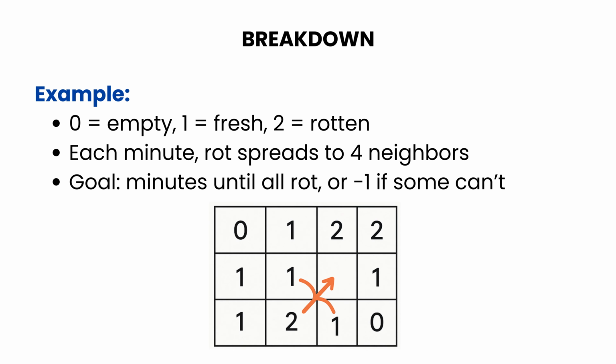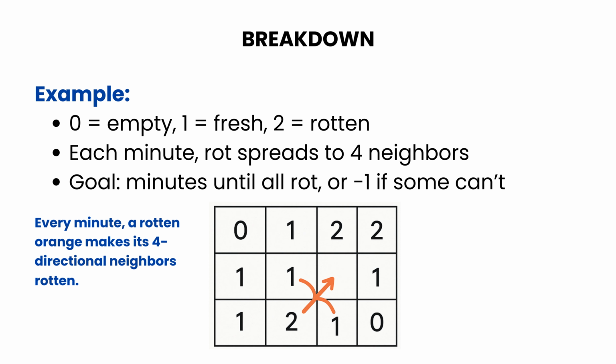Let's break this down. We have a grid where 0 equals empty, 1 equals fresh, 2 equals rotten. Every minute, a rotten orange makes its 4 directional neighbors rotten. Return the minutes to rot all fresh, or -1 if impossible. If there are no fresh to begin with, return 0.